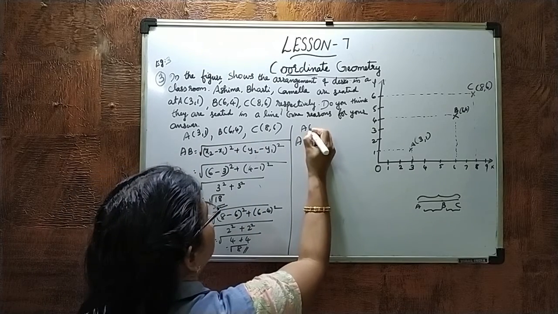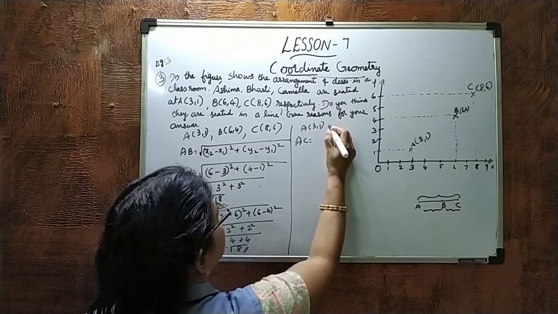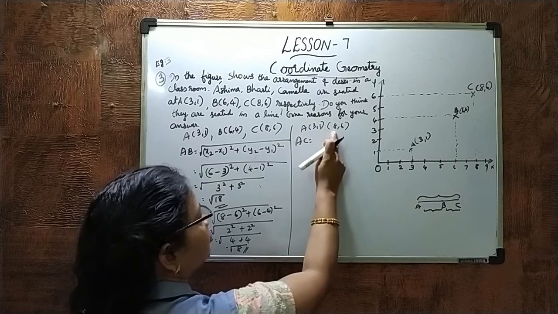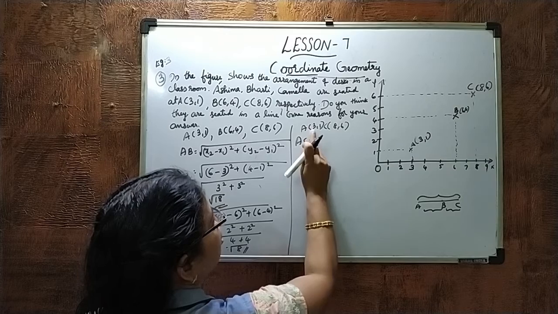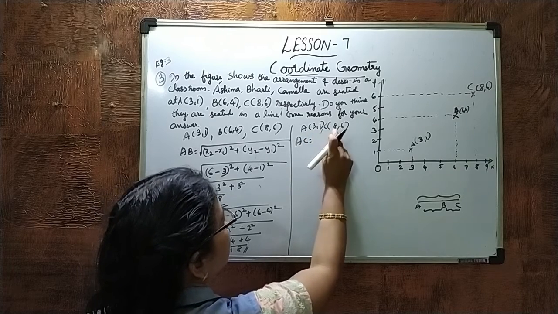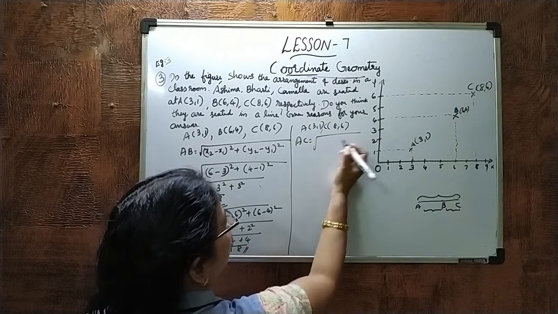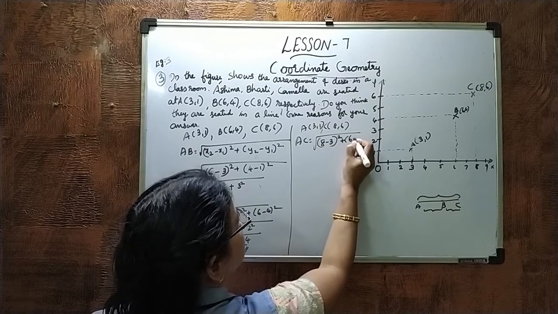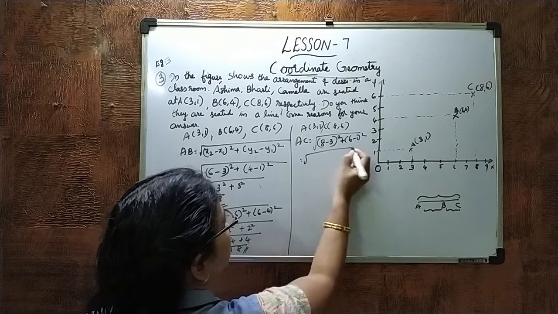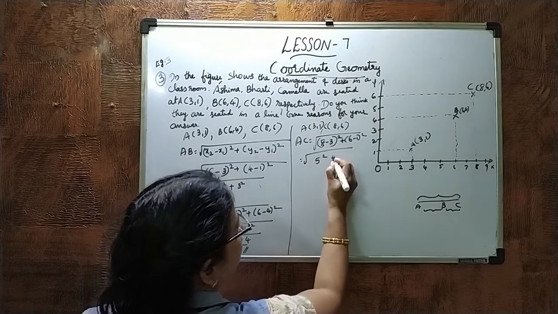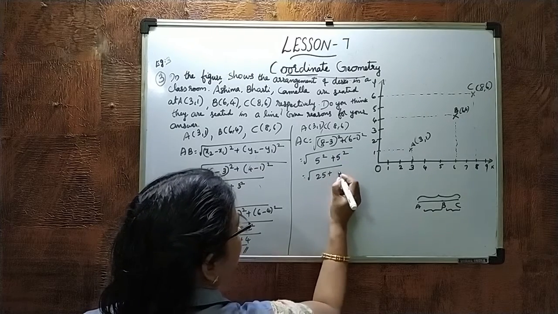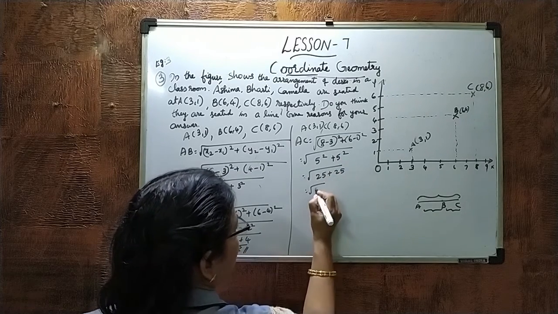So here we will write A (3, 1), C is (8, 6). AC, so A is here, B, C is here. So x1 y1 and then x2 y2. So root of (8 minus 3) the whole square plus (6 minus 1) the whole square equals root of 5 square plus 5 square. You will get the answer root of 25 plus 25, equals root 50.